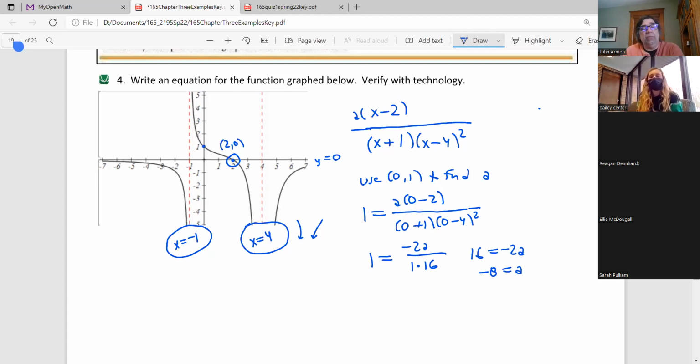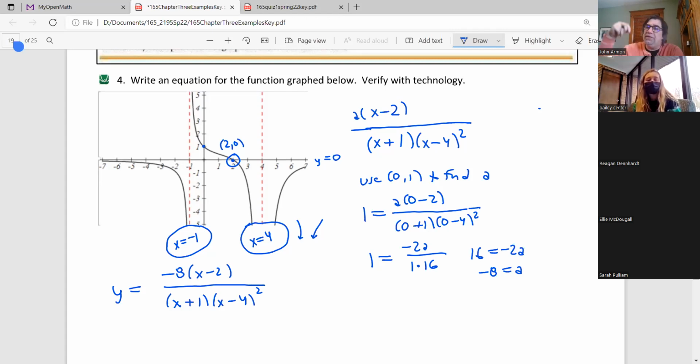So one last thing you want to check here when you write down your equation. You don't have to multiply everything out. You can just leave it. Make sure, even though we didn't really use this when we're calculating the equation, make sure your horizontal asymptote is what it should be. Is your horizontal asymptote still y equals 0? Where is the highest power of x in that equation? If you say it's in the denominator, thumbs up. So there's your equation.